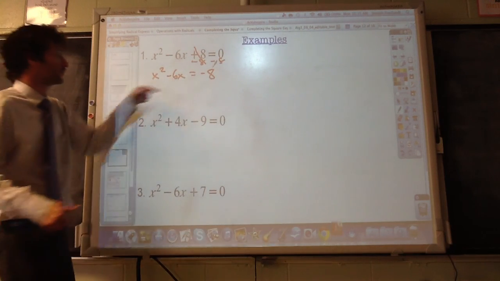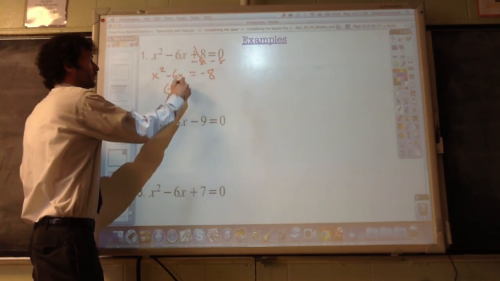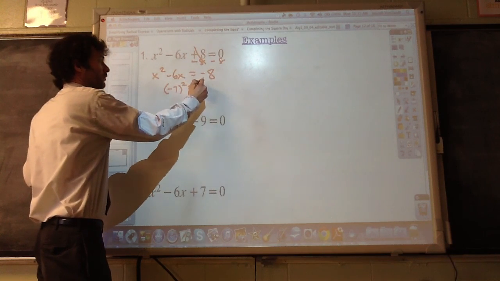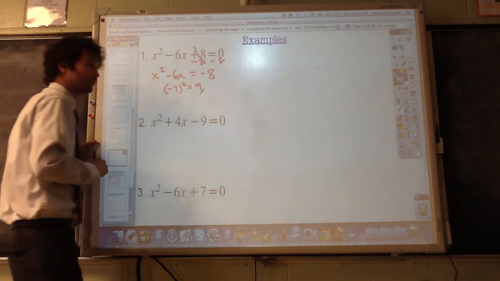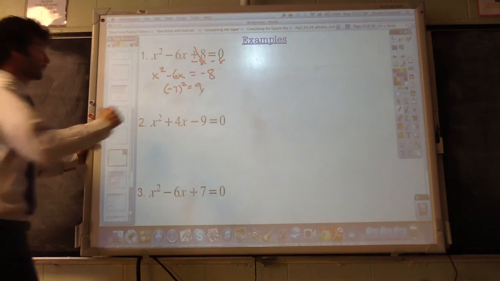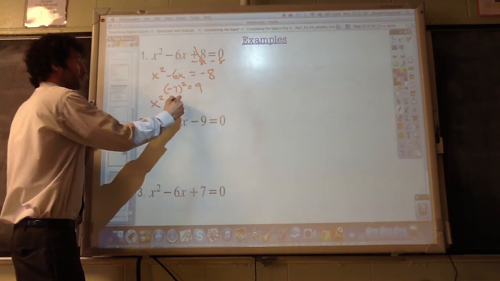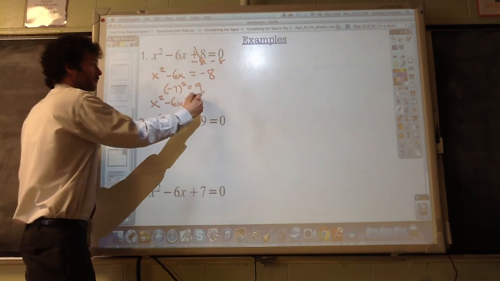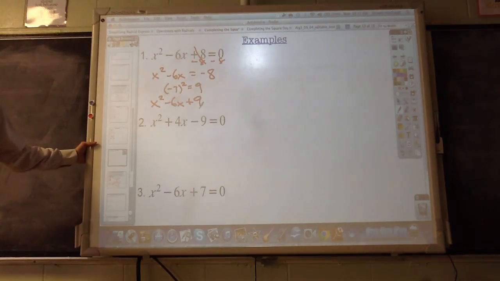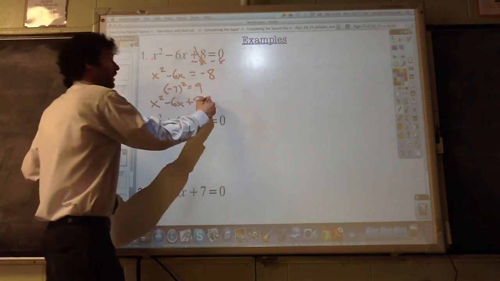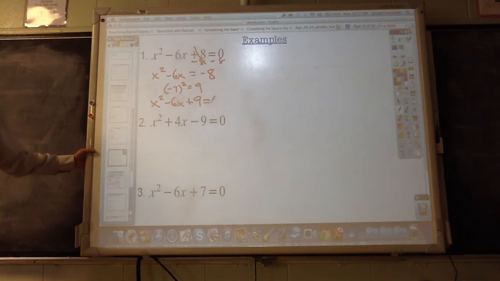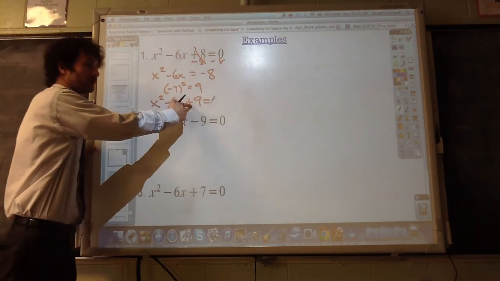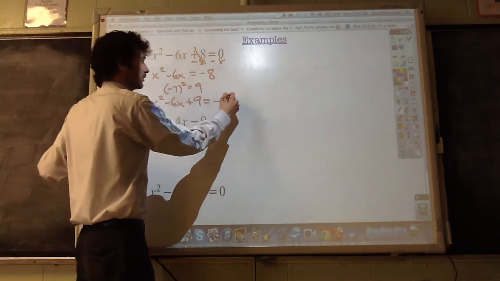The way we do that is we take half of B and square it, and that's 9. So we end up with x squared minus 6x plus 9 on this side. This problem's getting real familiar because we've already seen it a couple times today. The one thing you have to be careful with and not forget is, I added 9 to the left-hand side, so I have to add 9 to the other side too.